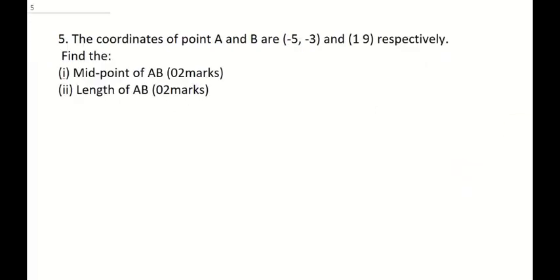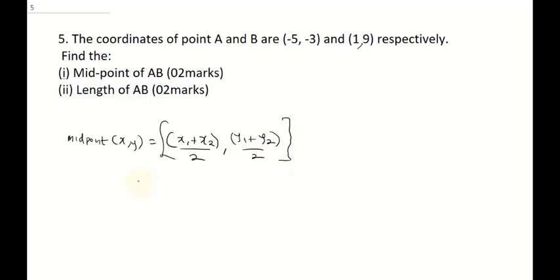Now question 5 says the coordinates of points A and B are minus 5, minus 3 and 1, 9 respectively. So this should be a comma. Find the midpoint of AB. Now, in order to find the midpoint, first of all, you need to know that for your midpoint, x comma y is going to be x1 plus x2 over 2, comma, and y1 plus y2 all over 2.